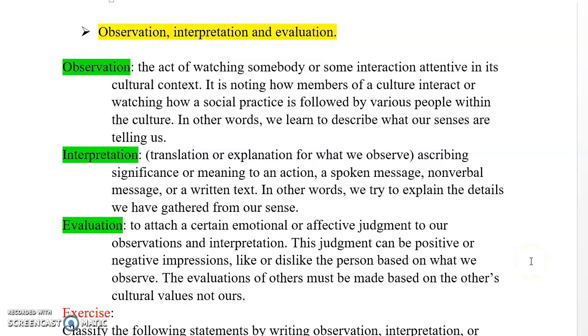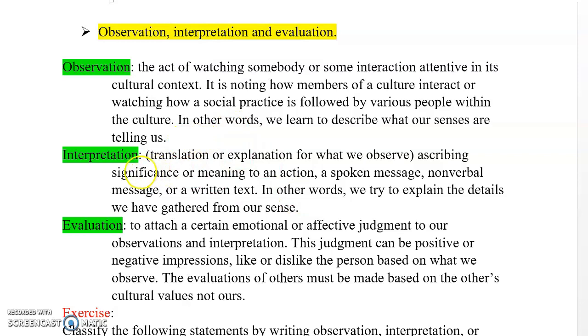So observation means my ability to watch somebody or some interaction attentively in its cultural context. Once I want to be a successful communicator and to adapt to new cultures and situations, I have to have a good ability to observe. It is not necessary to give hard reactions toward the interactions of some people, especially if they come from a different cultural background. If I observe something, it's good just to try to understand what I see and notice. In other words, we learn to describe what our senses are telling us.